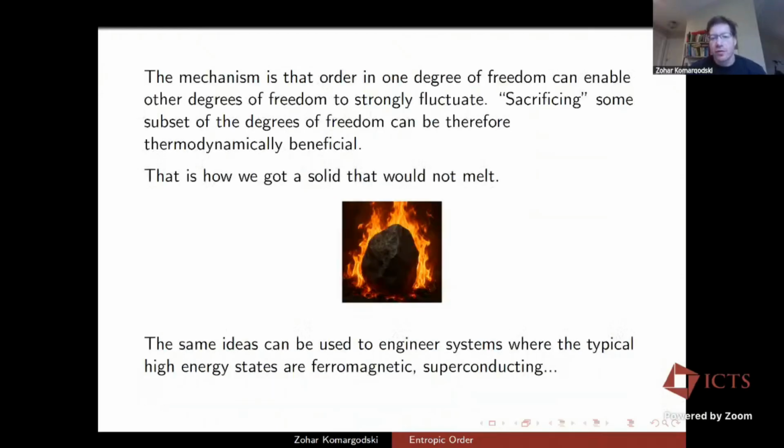Okay, so the mechanism in this model is very clear. The system prefers to sacrifice an order parameter, so it orders and becomes a solid because it gains a lot of entropy from some other place. And that's the mechanism. That mechanism can be used for anything. Okay, so I'll show you a few more examples today. I'll show you a ferromagnetic example, not a solid, a ferromagnet that lives at infinite temperature.